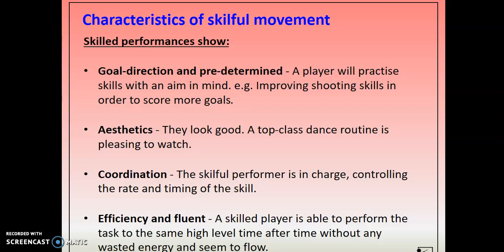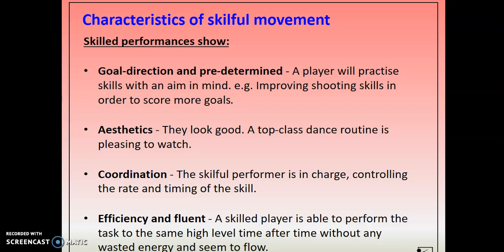Coordination then. So really important, it's a component of fitness. A skilled performer needs to be controlled essentially. This is about control, timing, the rate that something is done. The performer is determining how the skill takes place. It's not just fluke, for example. You know, sometimes people can perform a skill really well, but it was just a fluke.